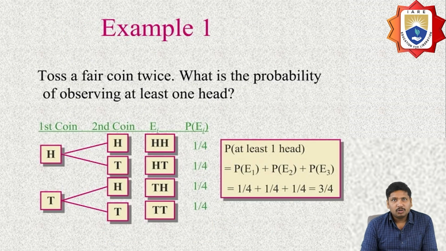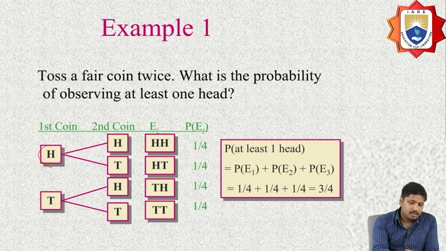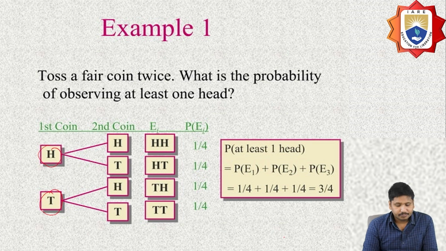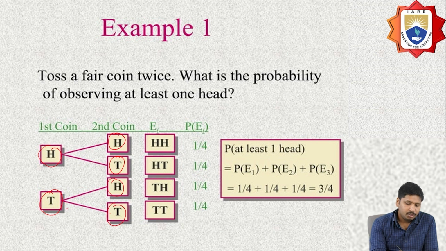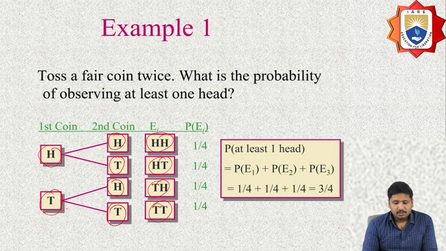For example, if I toss a fair coin twice, what is the probability of observing at least one head? For the first coin, I can get head or tail, and for the second coin, I can also get either head or tail. So the outcomes are HH, HT, TH, and TT. The total number of outcomes that may occur is 4.